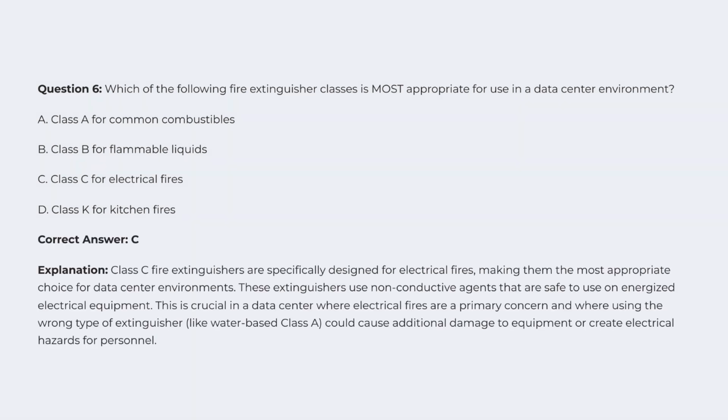Correct answer, C. Explanation: Class C fire extinguishers are specifically designed for electrical fires, making them the most appropriate choice for data center environments. These extinguishers use non-conductive agents that are safe to use on energized electrical equipment. This is crucial in a data center, where electrical fires are a primary concern, and where using the wrong type of extinguisher, like water-based Class A, could cause additional damage to equipment or create electrical hazards for personnel.